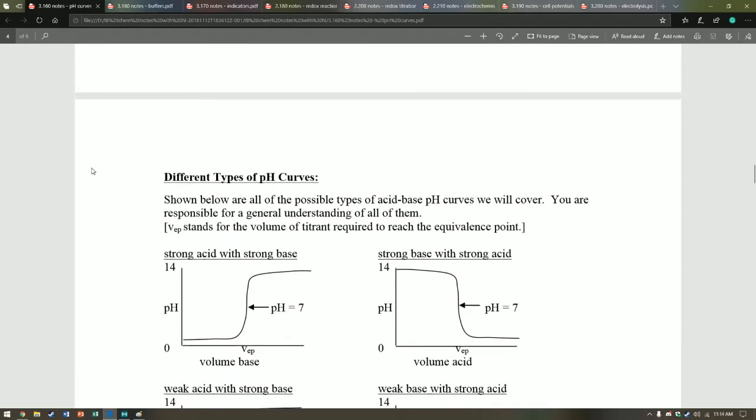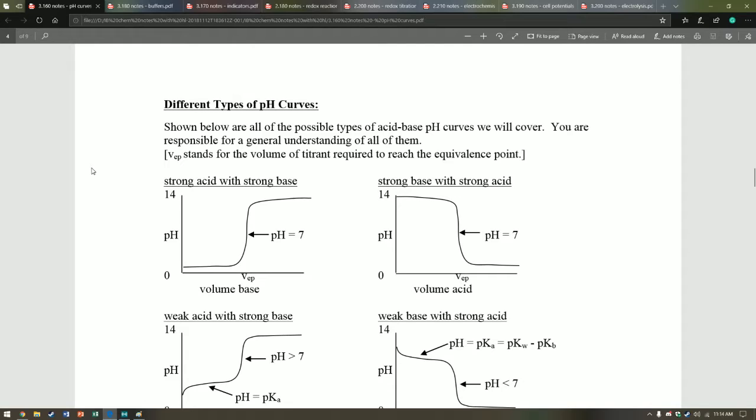Hi guys, welcome back. So today we're going to be talking about pH curves and buffer solutions. So firstly, let's start with what even is a pH curve. A pH curve is essentially a graph that has pH on the y-axis and the volume of a titrant on the x-axis. So it's a graph of titrant volume versus the pH of the solution in the analyte.